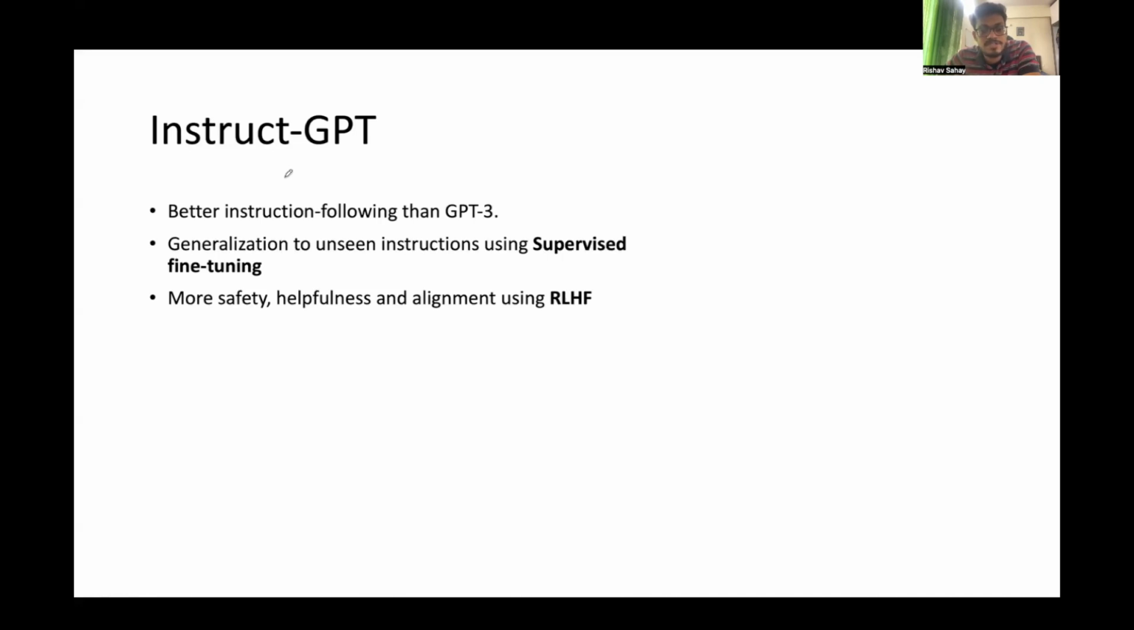InstructGPT is firstly pre-trained on raw data, as was the previous version of GPT. But apart from that, there are two additional stages of training with InstructGPT. One is supervised fine-tuning, which is typically to generalize the model to follow unseen instructions. And second is RLHF, which helps in providing more safety, alignment, and helpfulness to the model. We'll look at all these different stages of training in the subsequent slides.